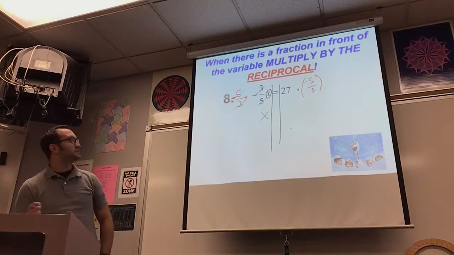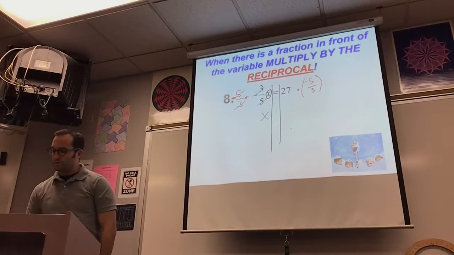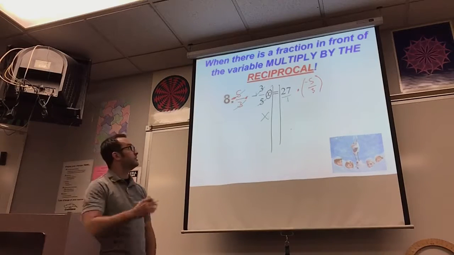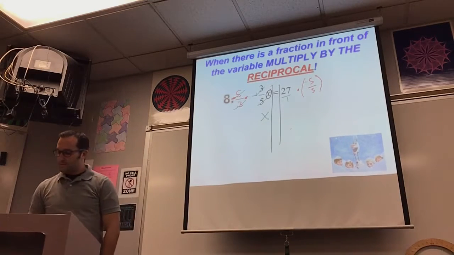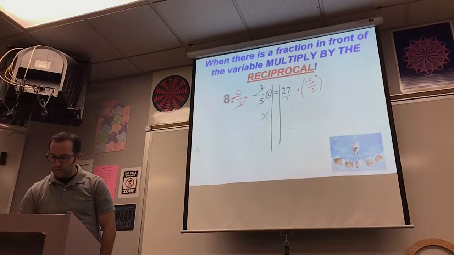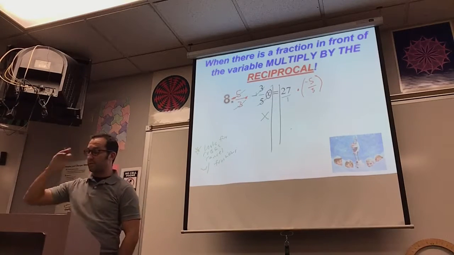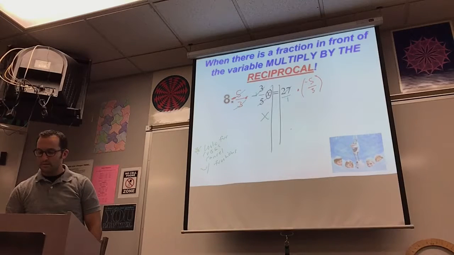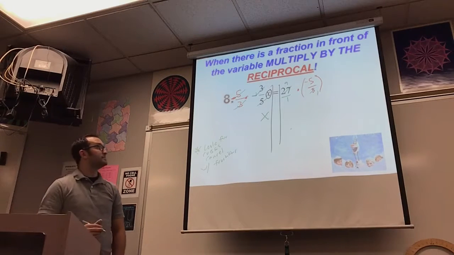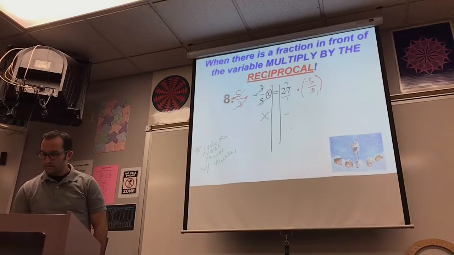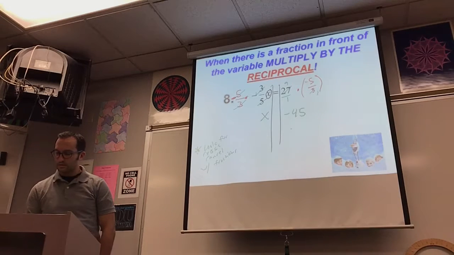And so then, how do I simplify the right side? Well, I change 27 to 27 over 1, and I start cross-canceling. When you're dealing with fractions, we want to look for cross-canceling. 27 and 3. Exactly, like the 27 and the 3. The 27 becomes 9, the 3 becomes 1. 9 times negative 5 is? Negative 45, and then 1 times 1 is done.